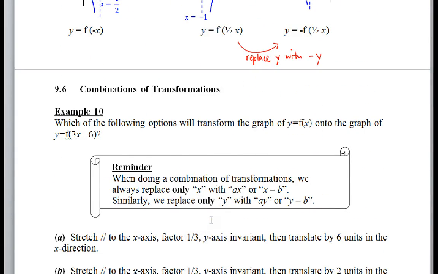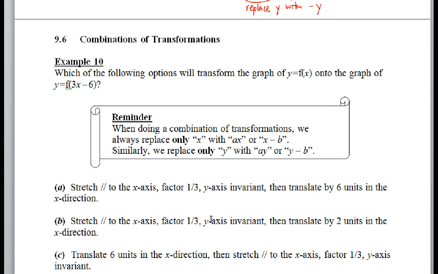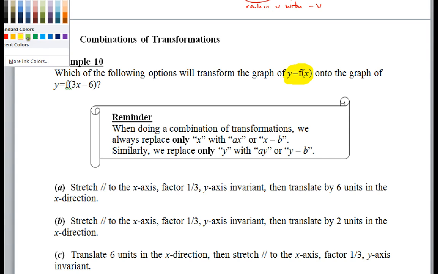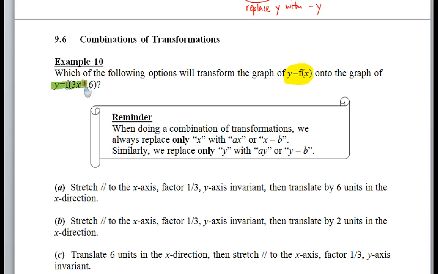Okay, 9.6. Let's focus on the question here. What if I have y equals f(x)? Now I want y equals f(3x minus 6). Now, this is not obvious. If I want y equals f(3x), no problem, you tell me the scale. But now it's 3x minus 6.